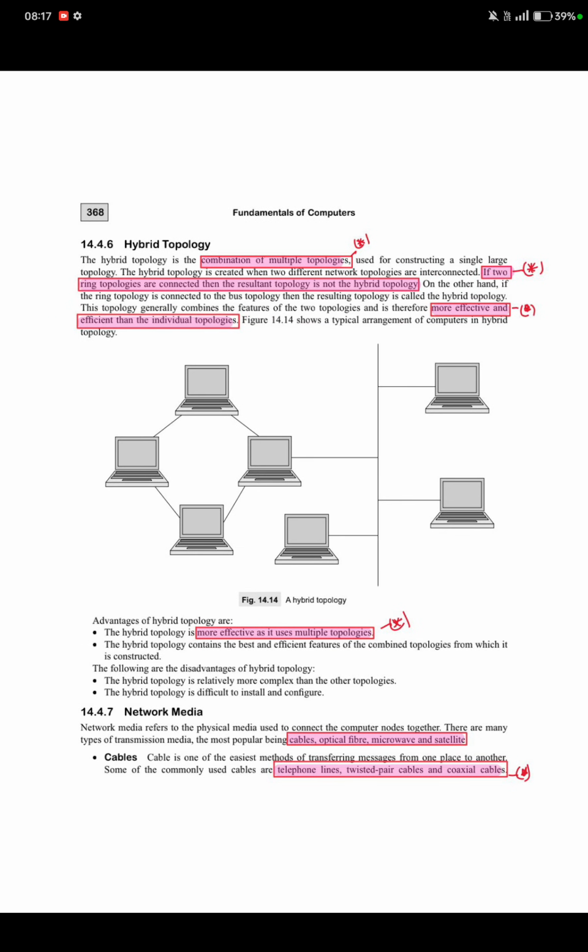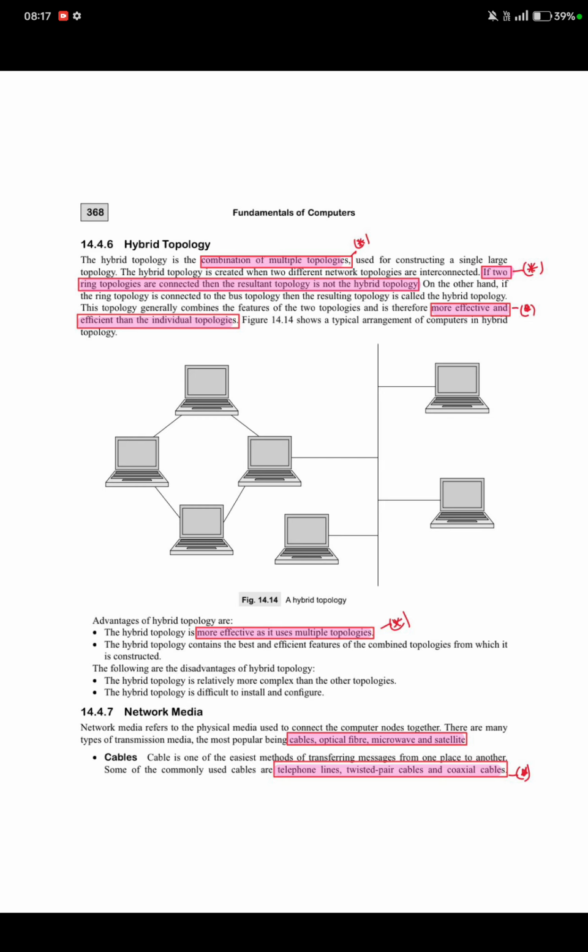Hybrid topology: a combination of multiple topologies. If two ring topologies are connected, then the resultant topology is not a hybrid topology. On the other hand, if a ring topology is connected to a bus topology, then the resulting topology is called hybrid topology. It is more effective and efficient than the individual topologies, as it uses multiple topologies.